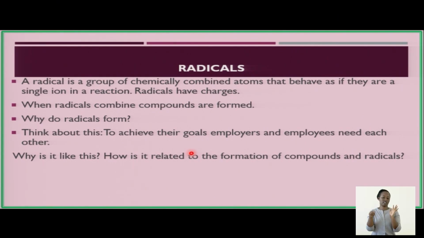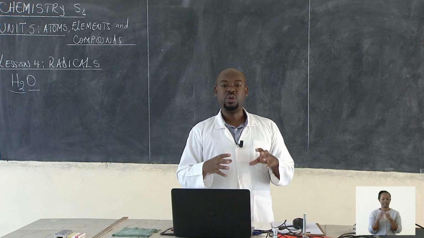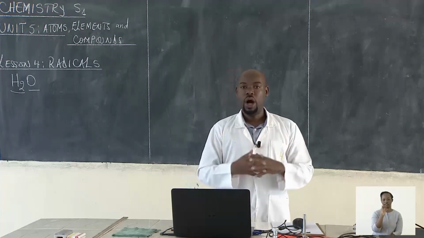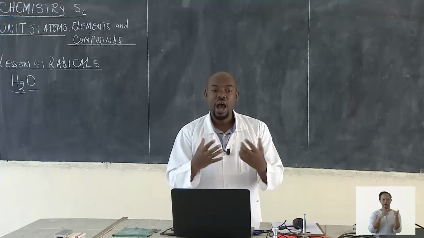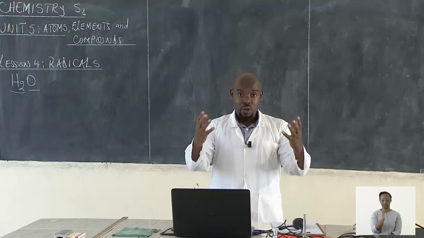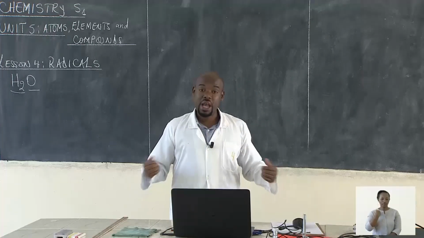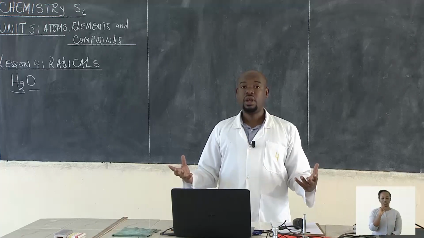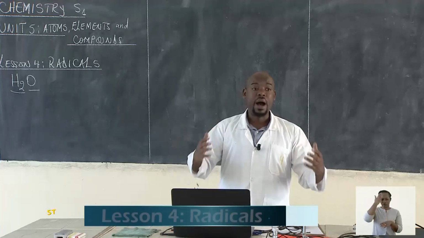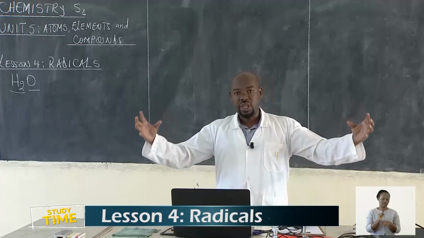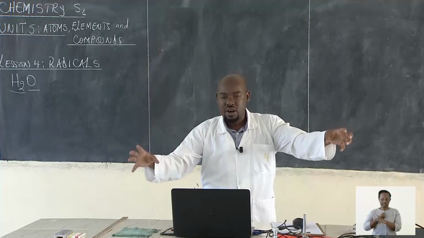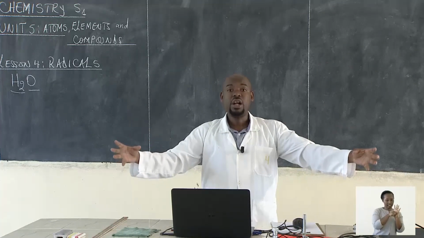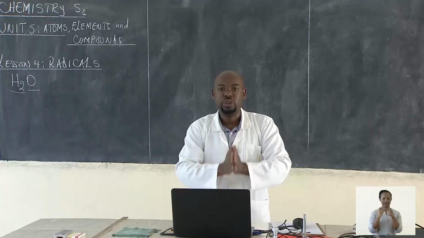On the next slide, we will explain the difference between a radical and a normal ion, which is defined as a charged atom. Now, what do we get when radicals combine? We know compounds, and compounds are formed by radicals. So when you take one radical which has a positive charge and another radical which has a negative charge, you can combine them and produce a compound.